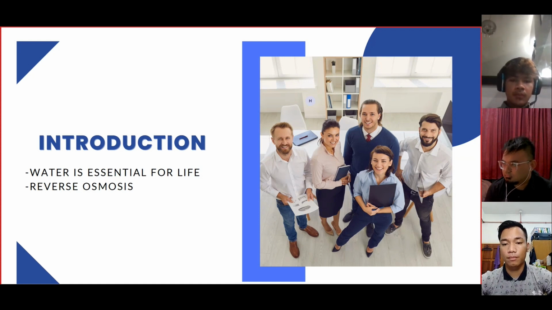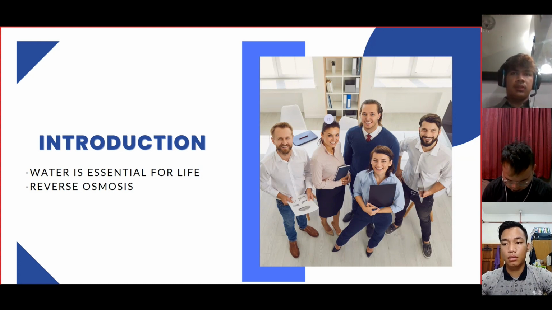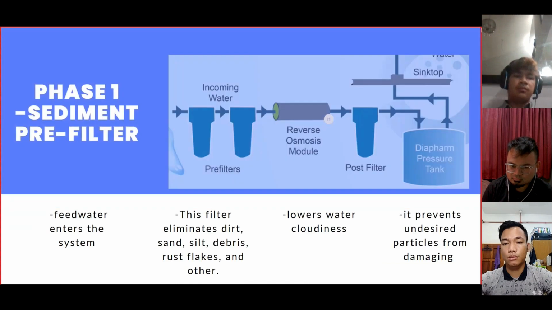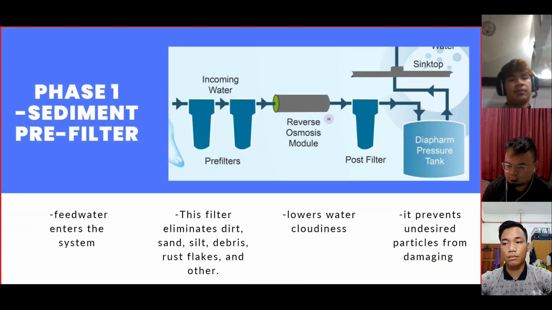In order for us humans to have clean and healthy water, we need reverse osmosis and it undergoes four phases, which are sediment pre-filter, carbon pre-filter, membrane, and carbon post-filter. Okay, so the first phase is the sediment pre-filter.